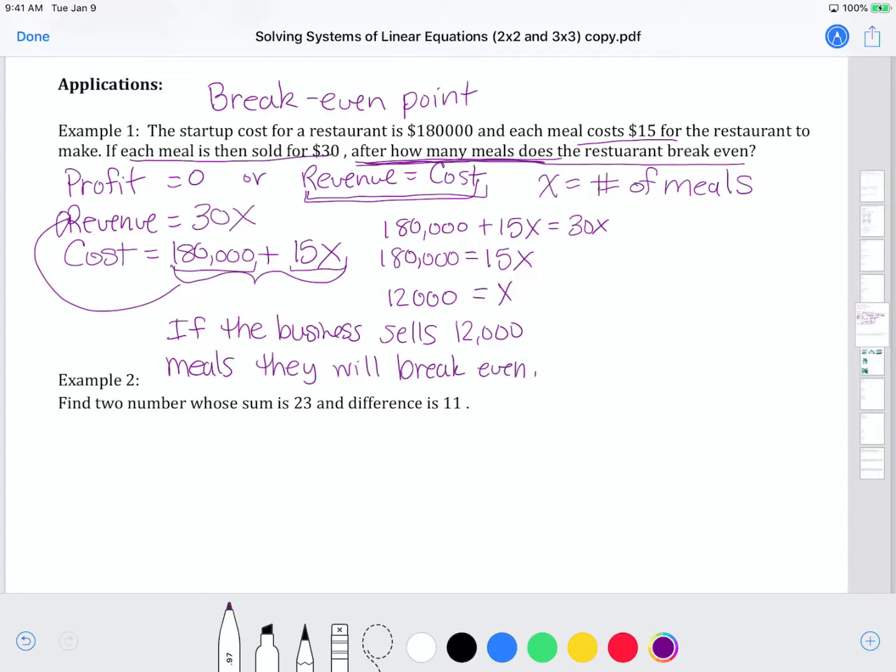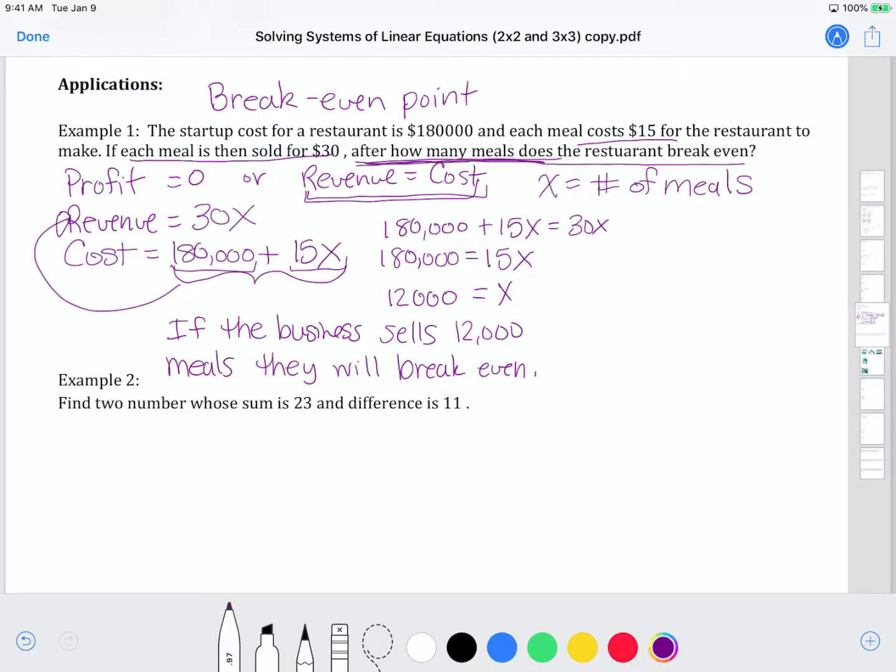If they sell more than 12,000, that's when they're going to start to make a profit. If they sell less than 12,000, that's when their cost is going to be more, so they're not going to be making a profit, they're going to be losing money.